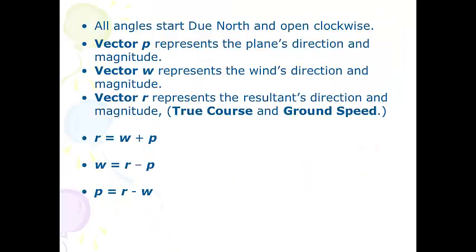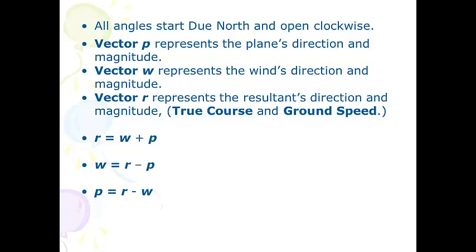Little refresher, all angles start due north and open clockwise. So 0 is due north and we open to the right. Due east is 90, due south is 180, due west is 270 degrees, and then due north is back up there. Vector P represents the plane, vector W represents the wind, vector R represents the resultant. That's the true course and ground speed.